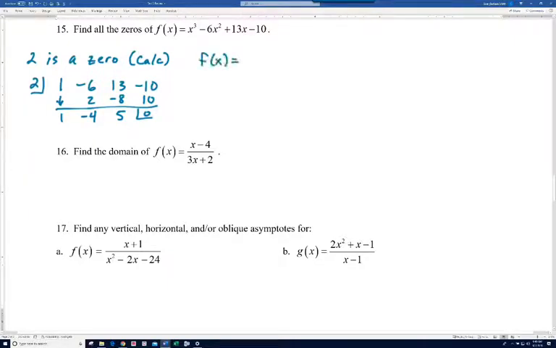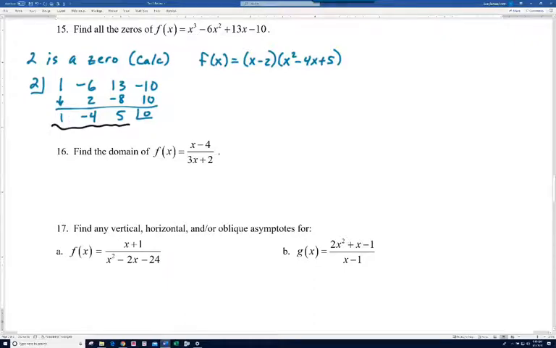All right, so f of x is going to be x minus 2, since 2 is a 0, times x squared minus 4x plus 5. Again, that comes from here. Remember, if this is x cubed, then this will be a 1x squared. The degree drops by 1.